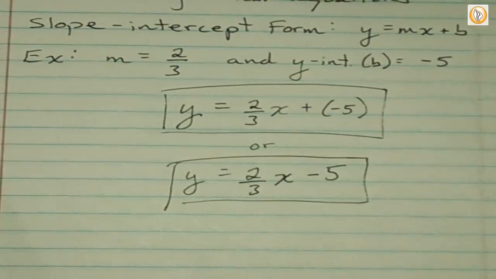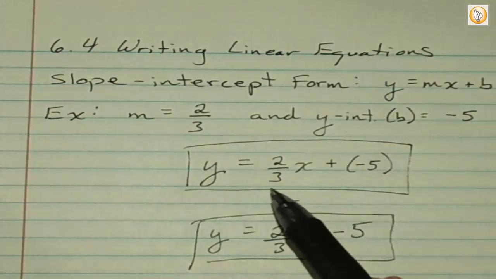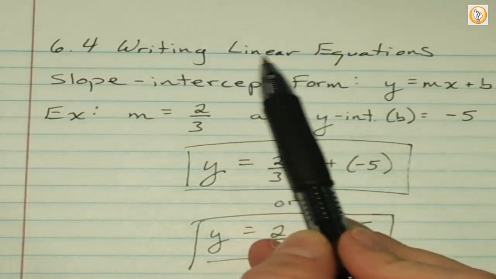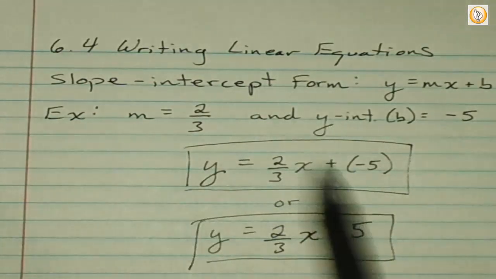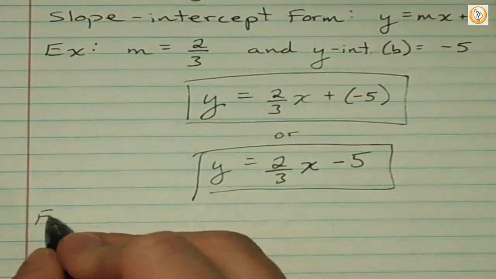All right, so that's your writing linear equations. That's what you just did. You wrote a linear equation. Remember, linear is line, and this is like the thumbprint for a line. Okay, here we go. Let's do another example.